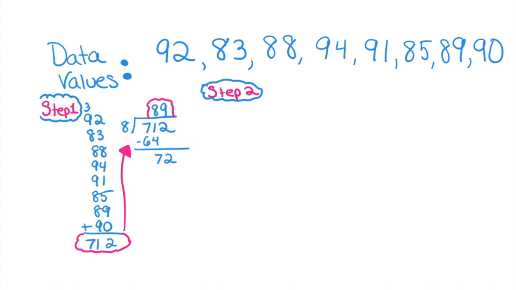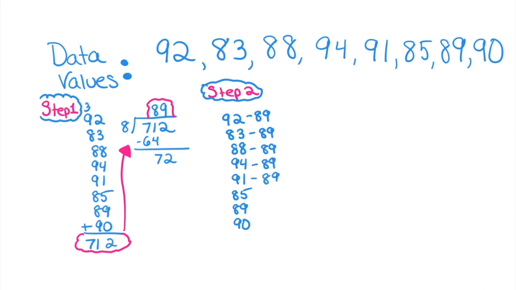Now for step 2. I'm going to look at every single one of those numbers in my data set again: 92, 83, 88, 94, 91, 85, 89, and 90, and I'm going to subtract from each one the mean, which was 89. So 92 minus 89, 83 minus 89, 88 minus 89, 94 minus 89, 91 minus 89, 85 minus 89, 89 minus 89, and 90 minus 89.